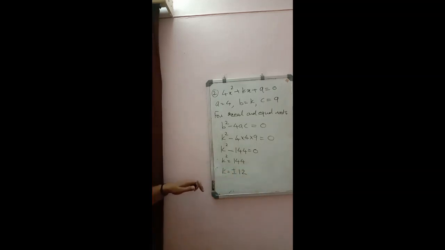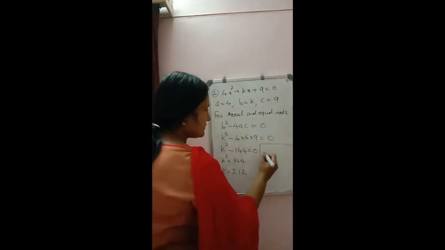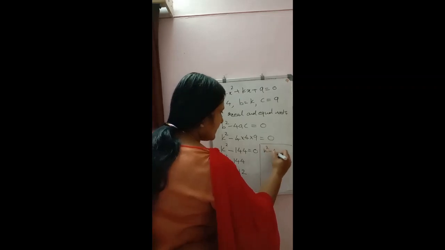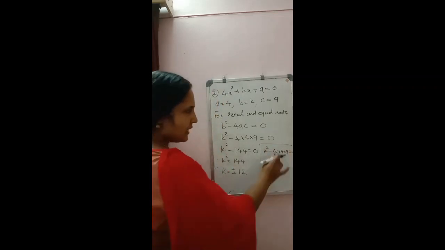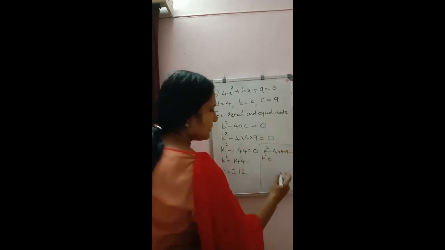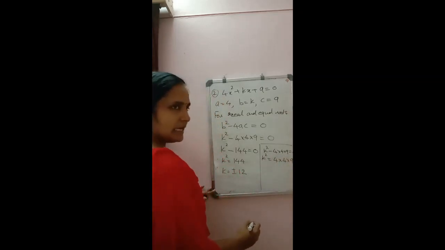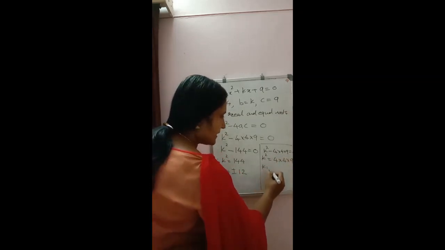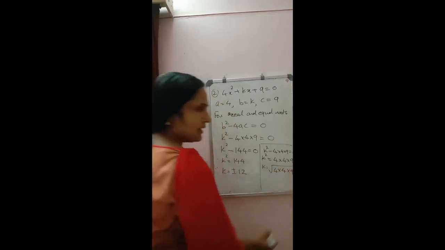minus 12. One more method is there to solve this one. If you want, you can write in this way also. We are getting k square minus 4 into 9 is equal to 0. If you don't want to do this multiplication, you can shift all the expression to the right hand side. So it will be equal to 4 into 9. Now we will write k is equal to square root of 4 into 9.